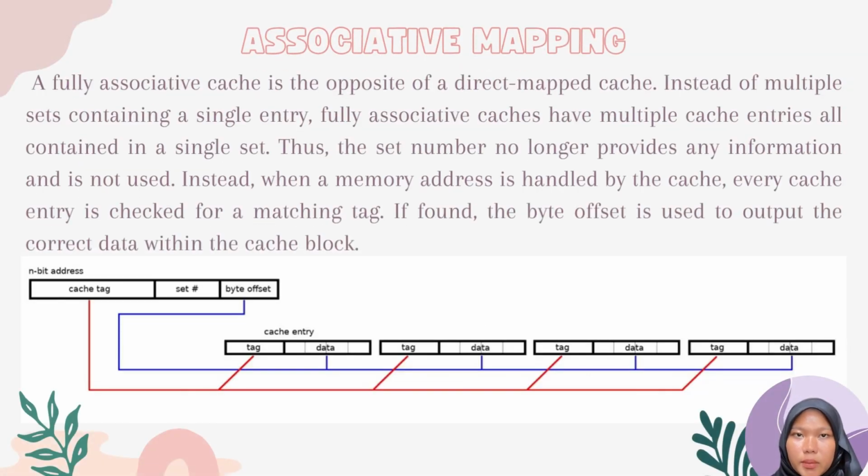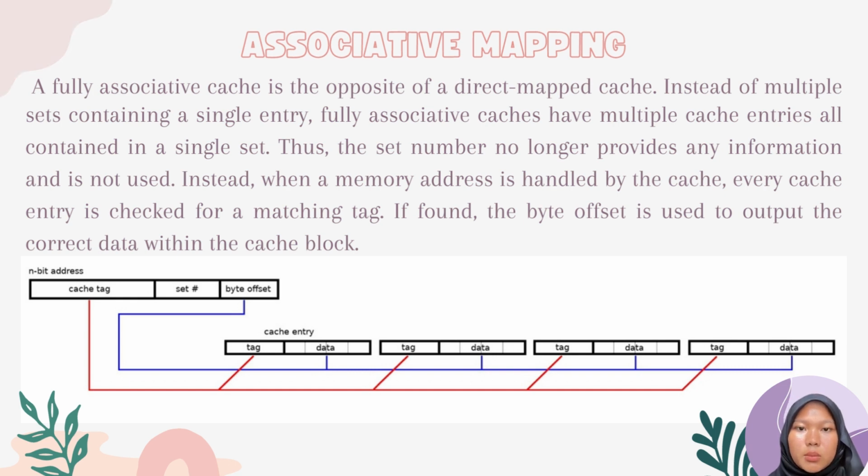Second is associative mapping. A fully associative cache is the opposite of a direct mapped cache. Instead of multiple sets containing a single entry, a fully associative cache has multiple cache entries, all contained in a single set. Thus, the set number no longer provides any information and is not used. Instead, when a memory address is handled by the cache, every cache entry is checked for a matching tag. If found, the byte offset is used to output the correct data within the cache block.